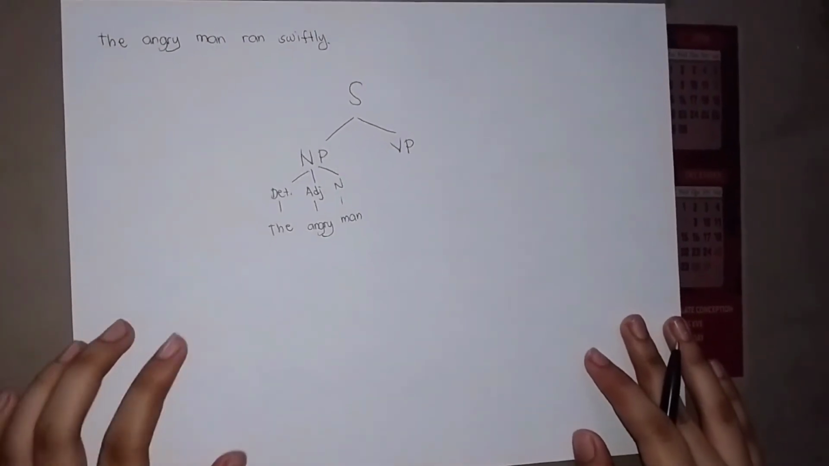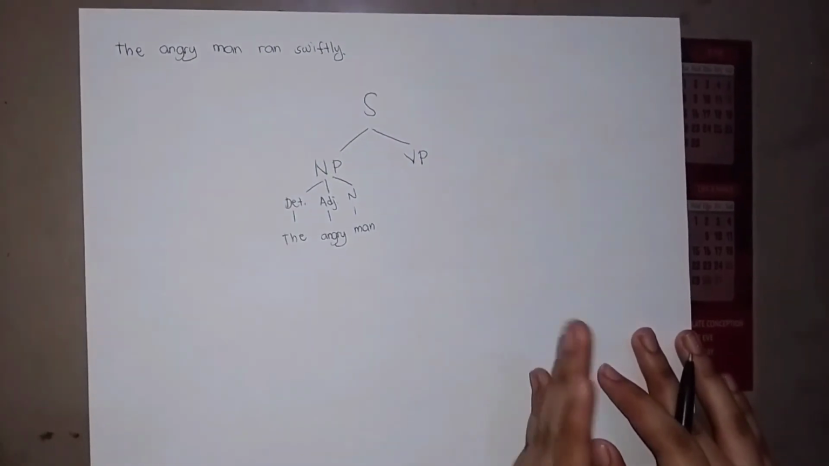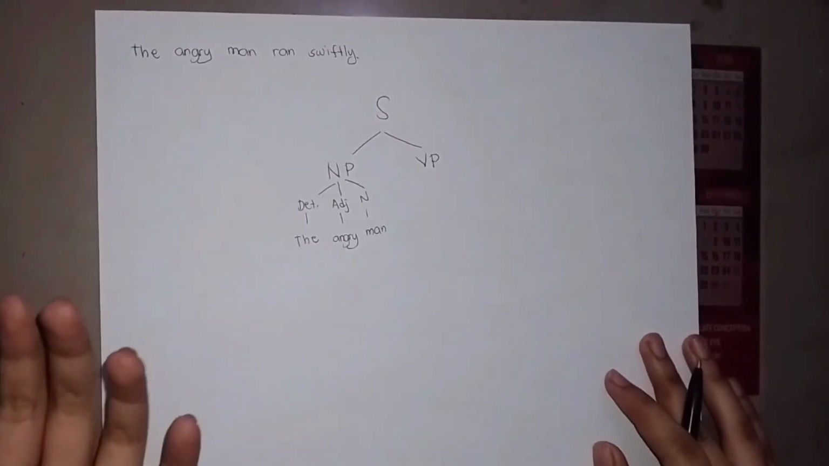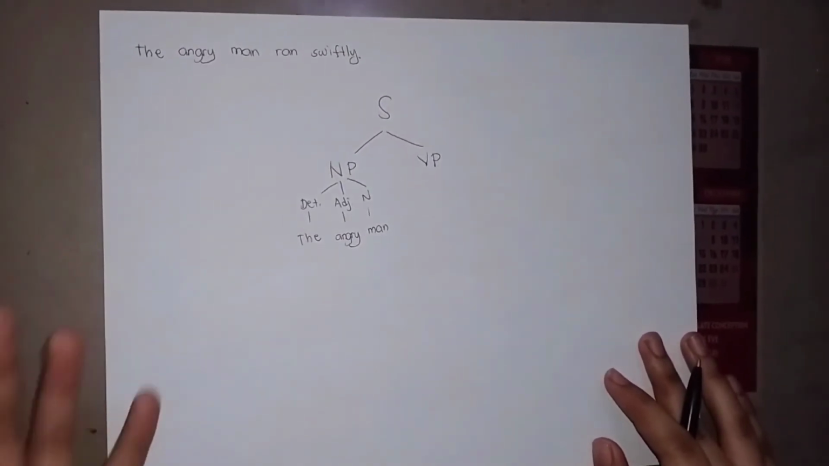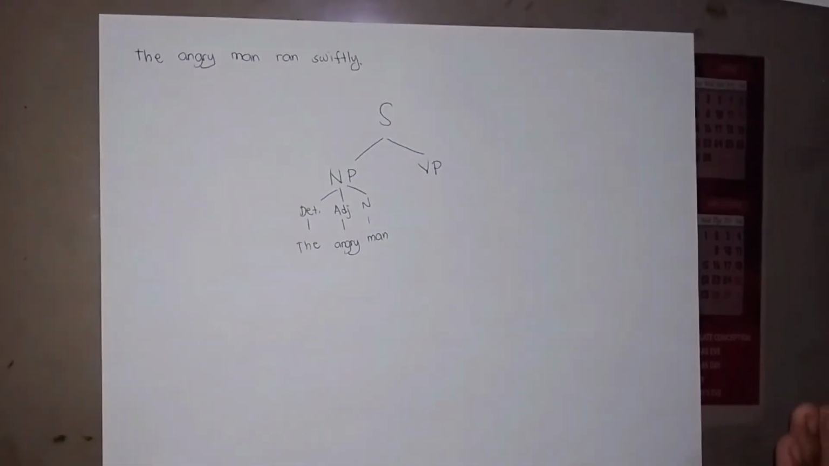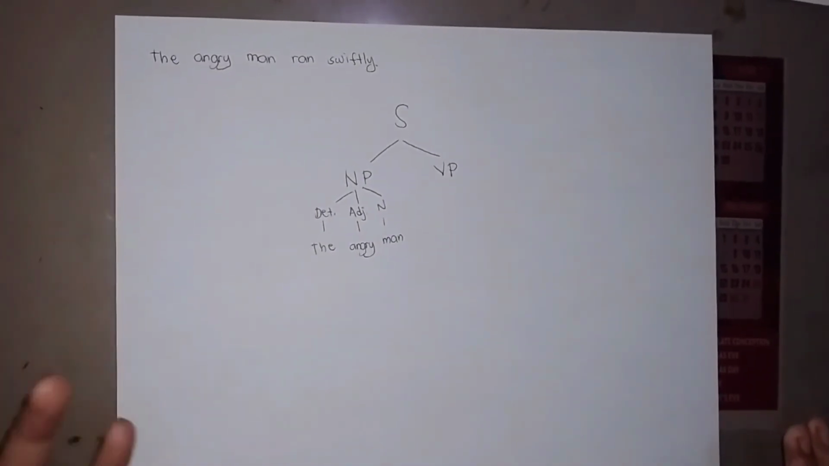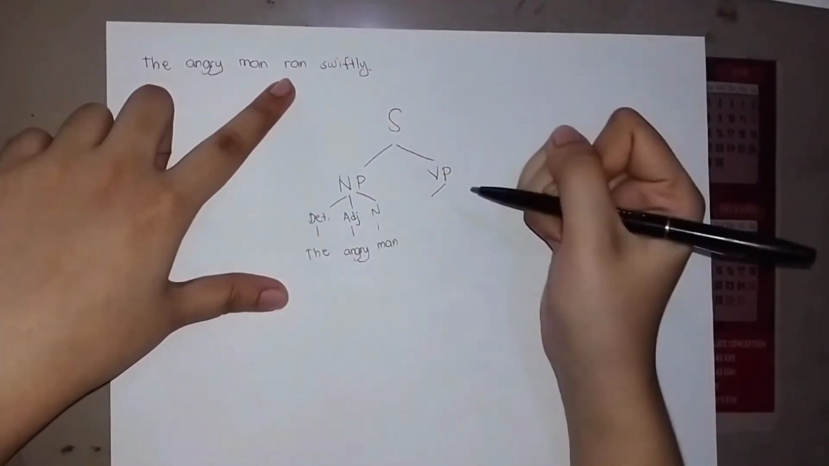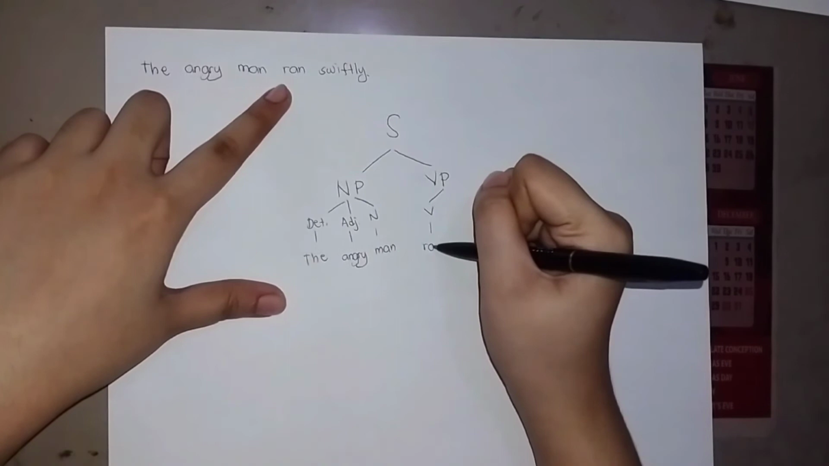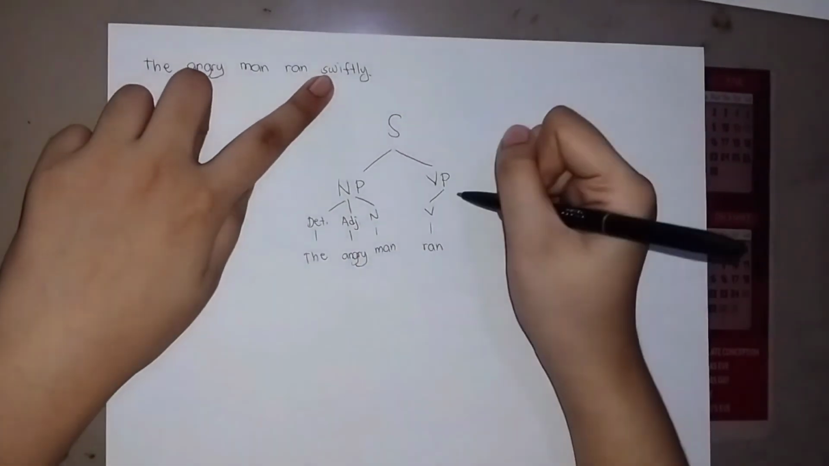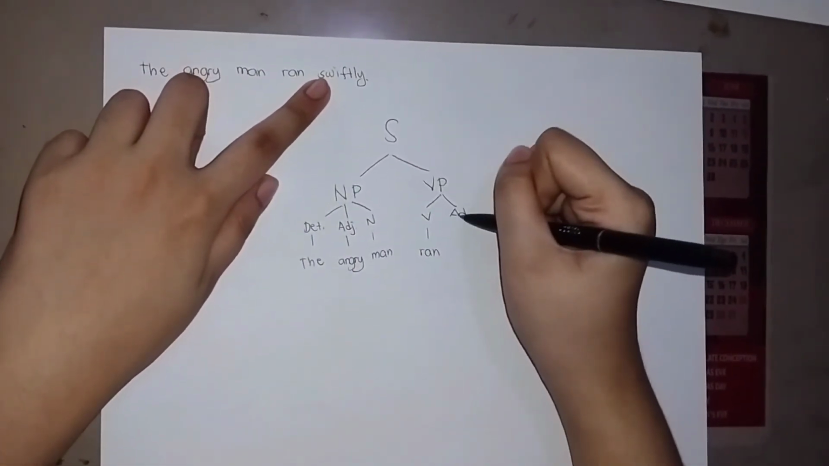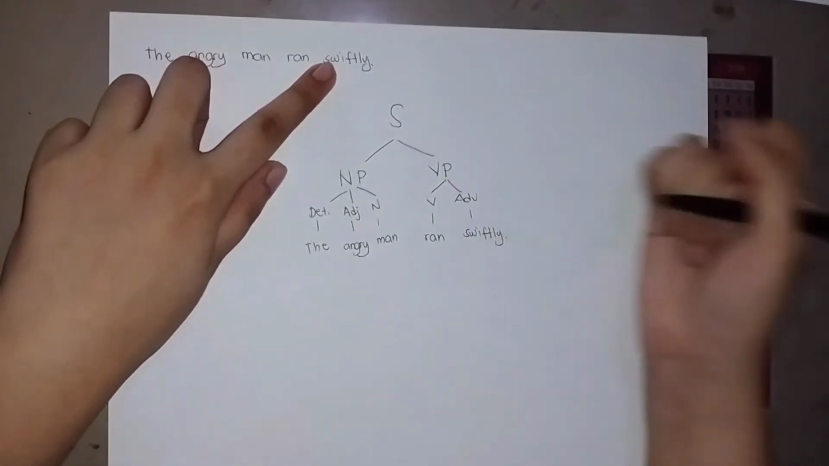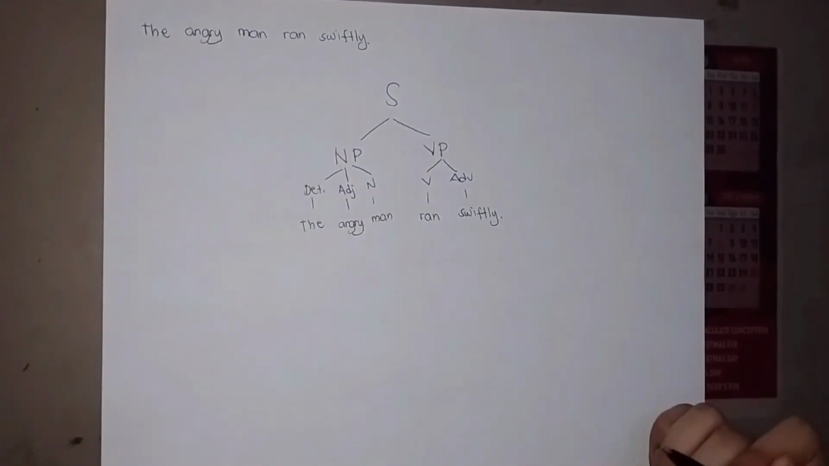Now that we're done doing the noun phrase, let us then proceed to the verb phrase. Just a tip: once we reach the verb, then we're automatically doing the verb phrase. That means that the verb and everything following it is a part of the verb phrase. So we have the verb ran, and then our adverb. The angry man ran swiftly.